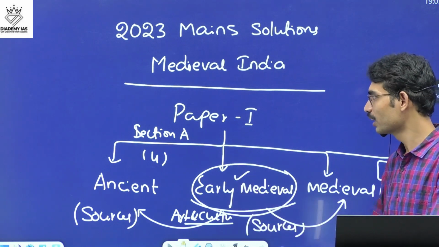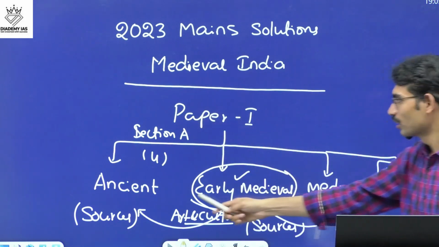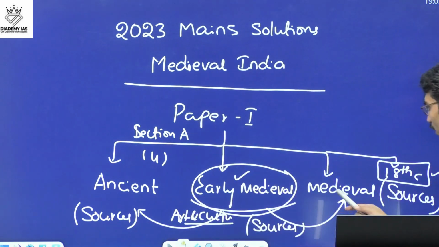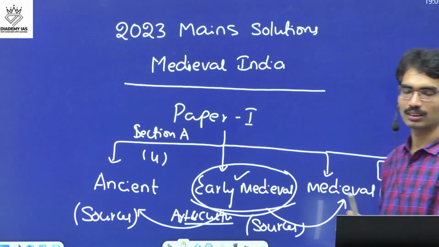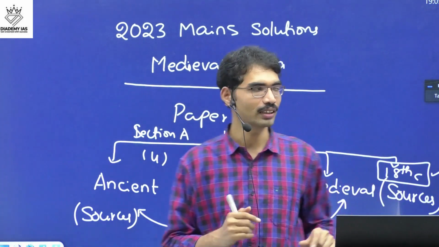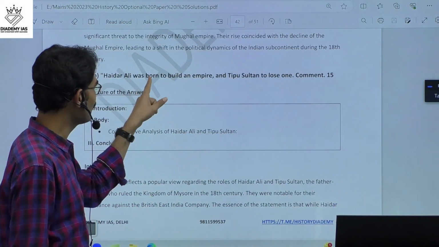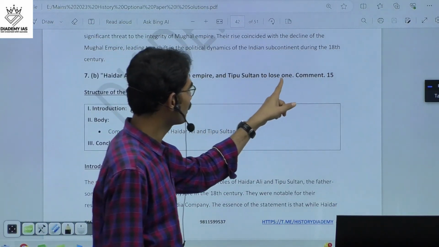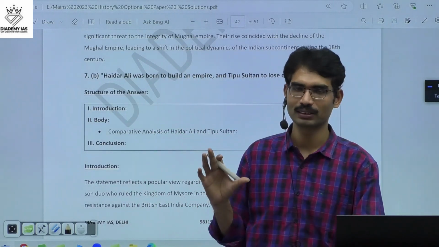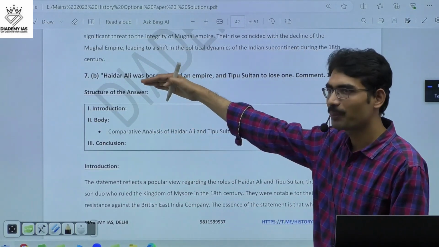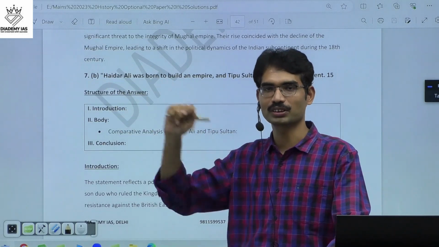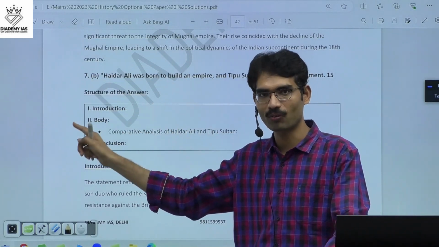Now you observe this. In paper 1: ancient, early medieval, medieval and 18th century. So now this is one question. It is asking about Tipu Sultan. Now you observe this: Hyder Ali was born to build an empire, Tipu Sultan to lose one. Comment. So it appears like a modern India question, but it was asked in paper 1 itself.